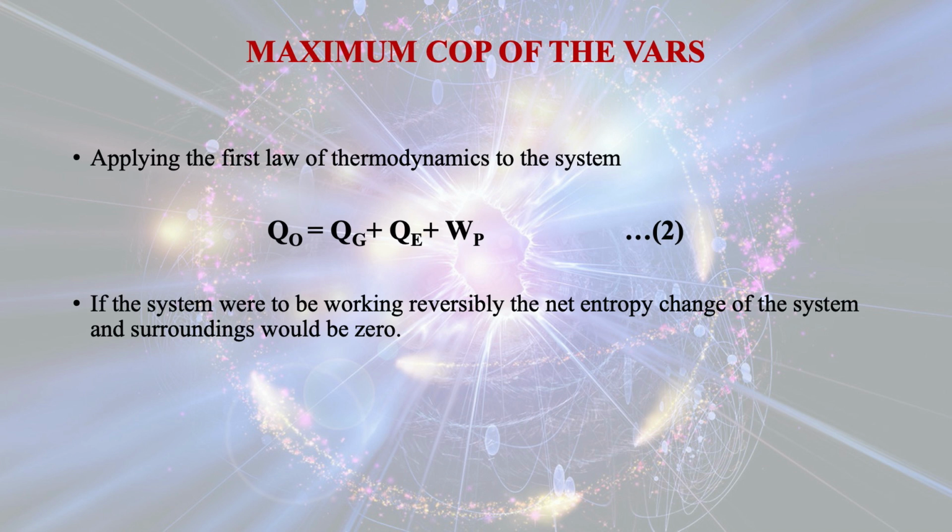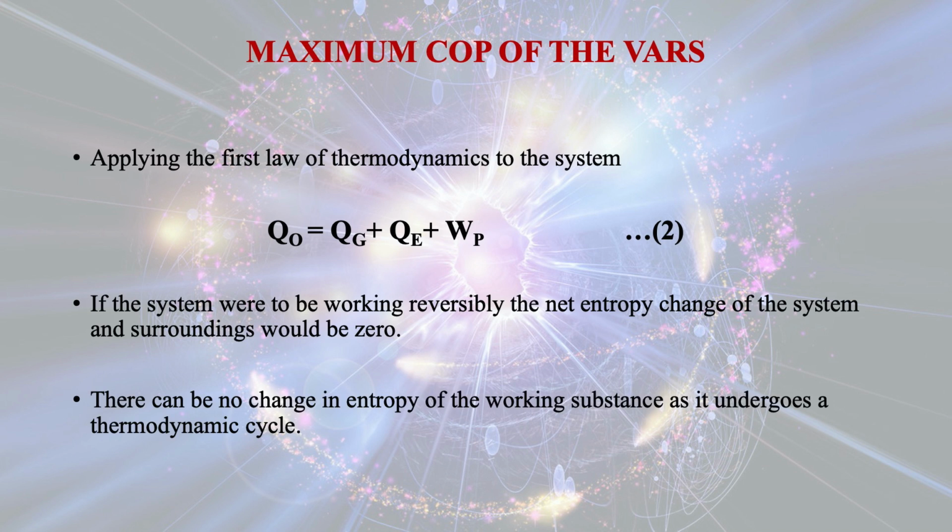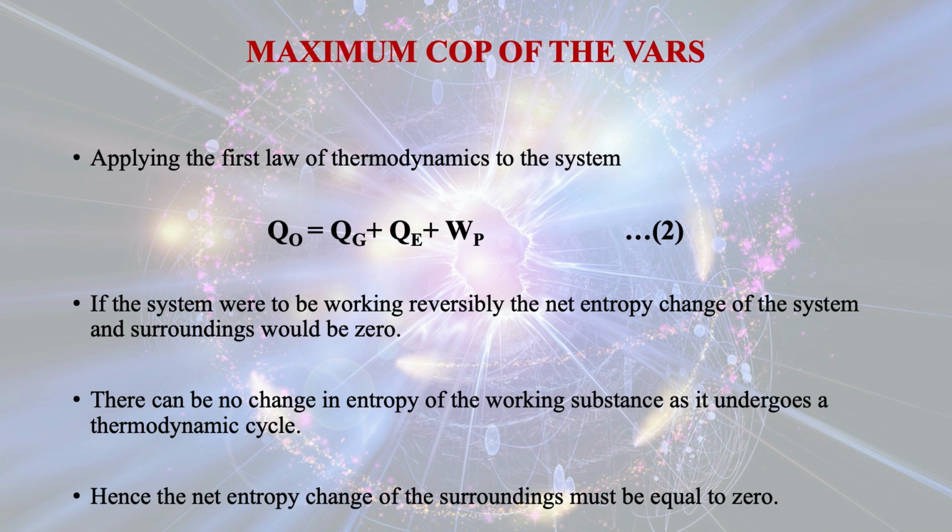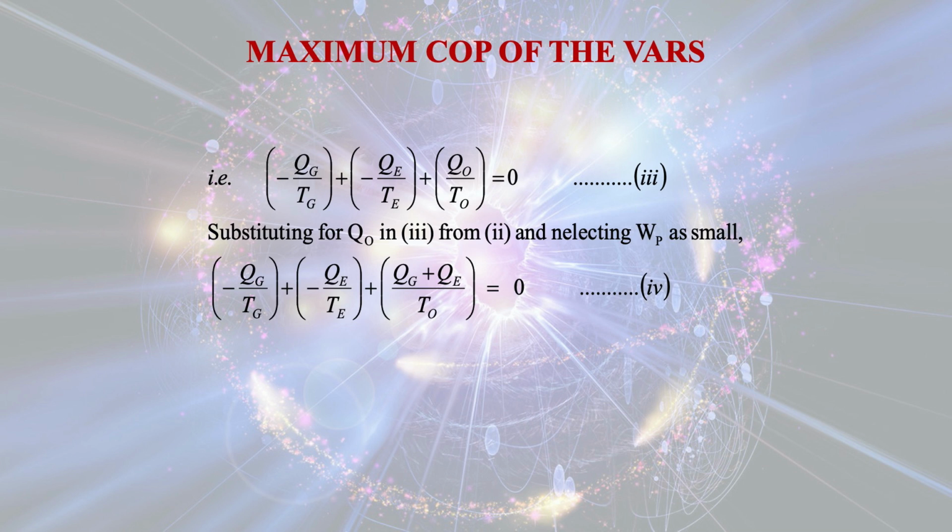If the system were to be working reversibly, the net entropy change of the system and surroundings would be zero. There can be no change in entropy of the working substance as it undergoes a thermodynamic cycle. Hence, the net entropy change of the surrounding as well as system must be equal to 0. That is, minus QG divided by TG plus minus QE divided by TE plus Q0 divided by T0 is equal to 0.